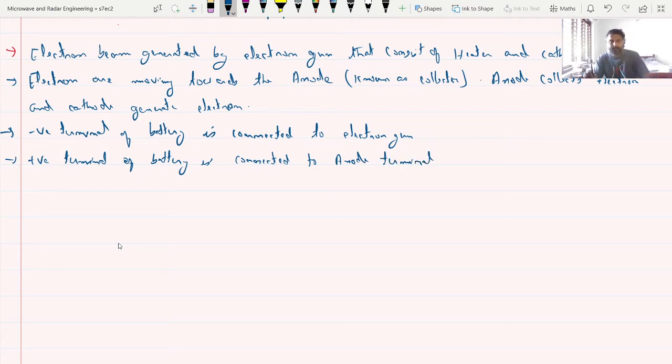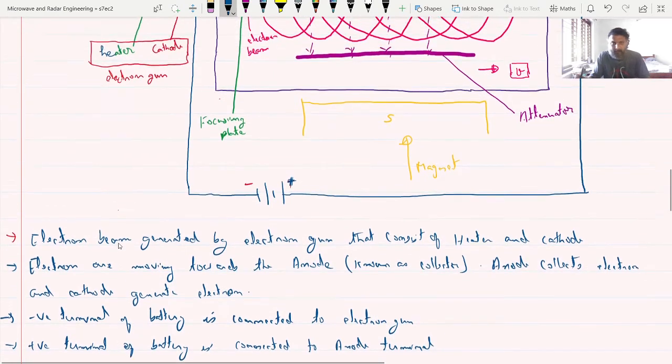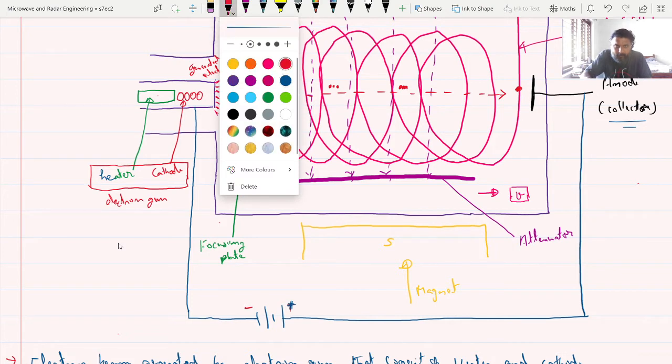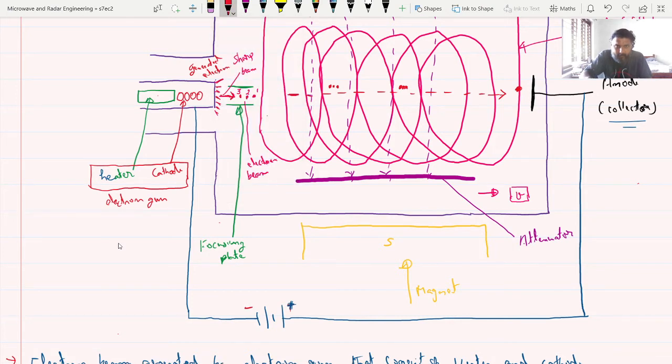Okay, that is clear. So those electrons that are generated at the electron gun, you can see these are the electrons that are being generated. Those electrons generated by the electron gun are focused by the focusing plate. It is focused by the focusing plate.